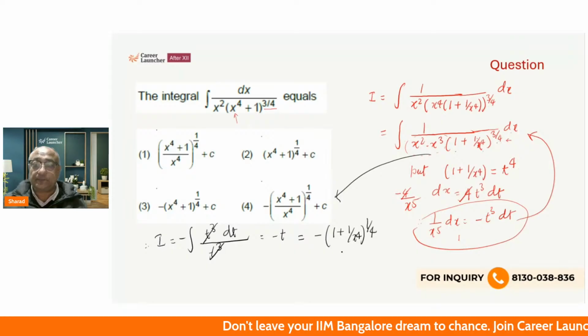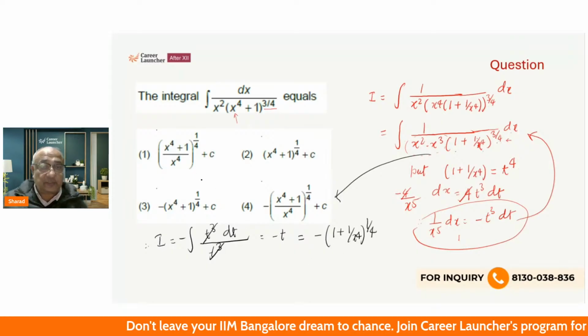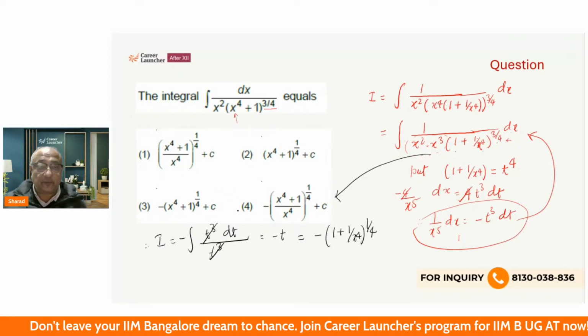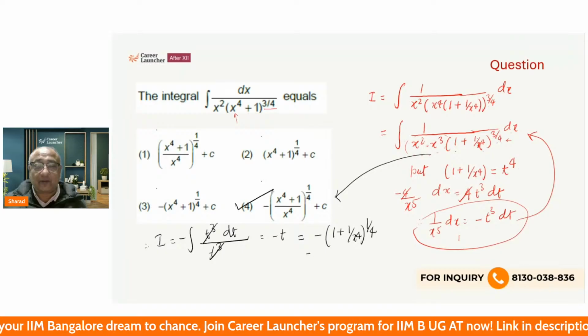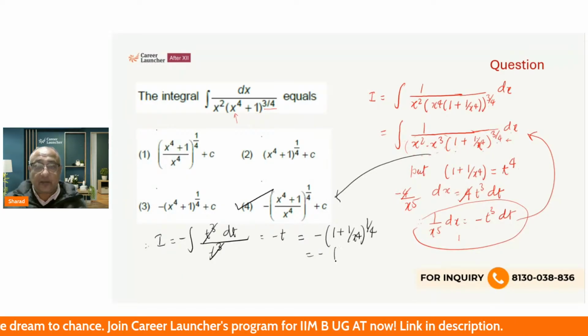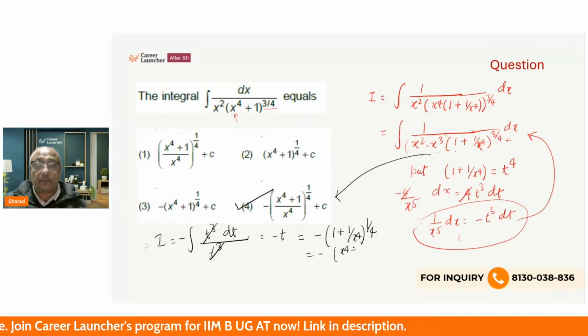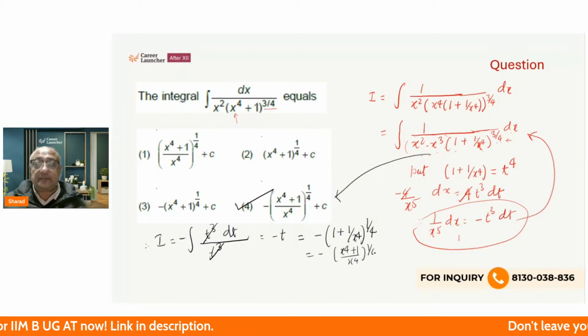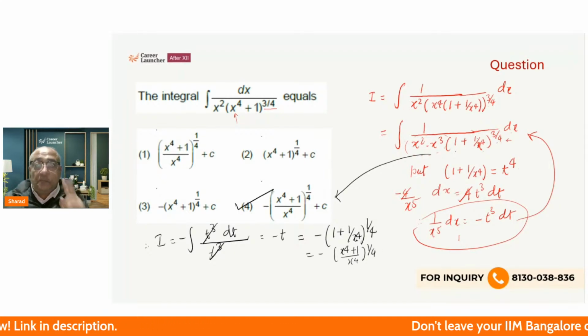Understood, kids? Just see now the options which are there. This minus wala option will be here. This option is 4. It requires a little bit of arrangement, which is x raised to the power 4 plus 1 upon x raised to the power 4. So what do we understand in this?